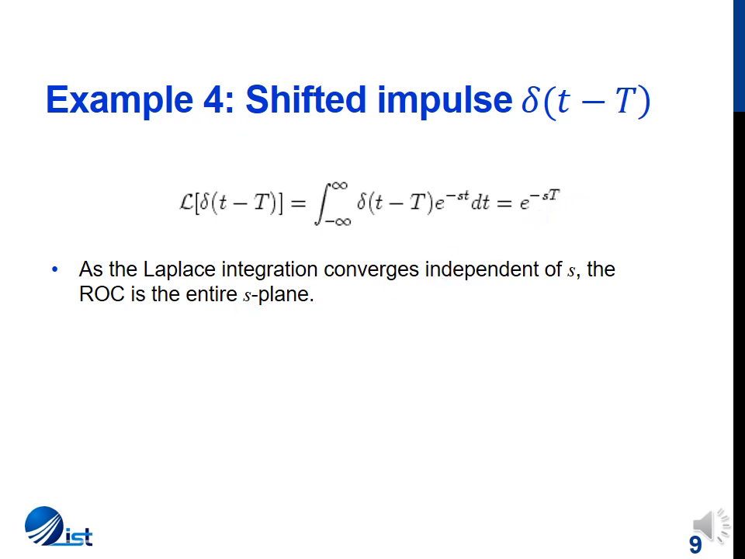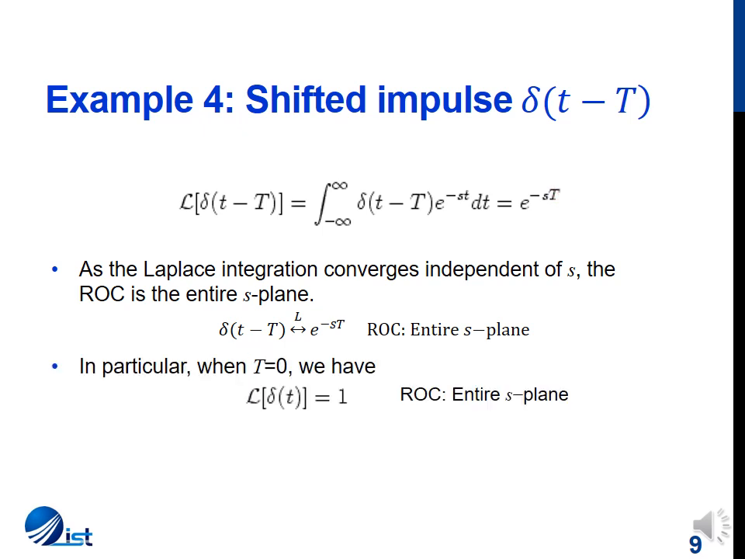So the Laplace transform of a shifted impulse is e raised to power minus sT with ROC the entire S-plane. Similarly, for an impulse occurring at time t equal to 0, what is the Laplace transform? We just substitute t equal to 0 over here and we get 1. And the ROC is again the entire S-plane.